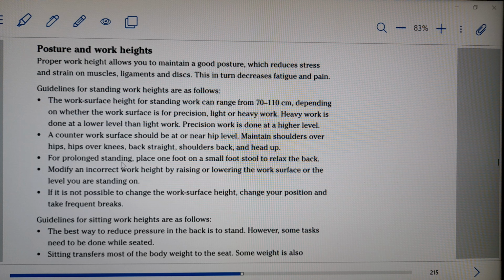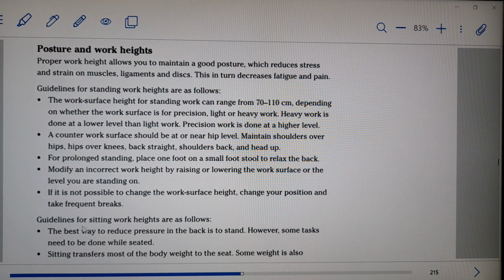For prolonged standing, place one foot on a small footstool to relax the back. Modify an incorrect work height by raising or lowering the work surface or the level you are standing on. If it is not possible to change the work surface height, change your position and take frequent breaks.